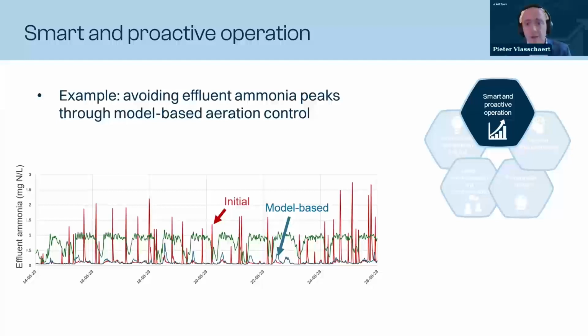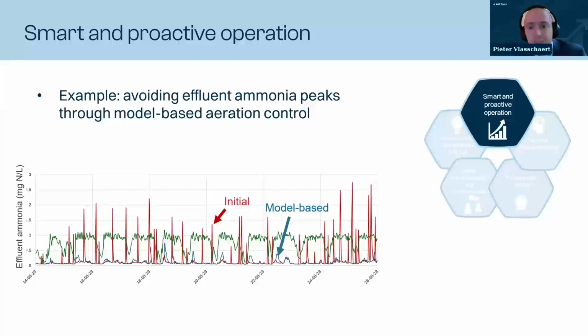If you apply a model-based digital twin, a digital twin with a model-based aeration control, you can actually optimize your dissolved oxygen control in advance. You know in advance what will come in, and the model will make the optimal predictions of your aeration set points. And this way, you can actually reduce your ammonia peaks.